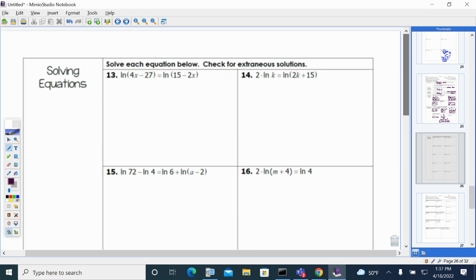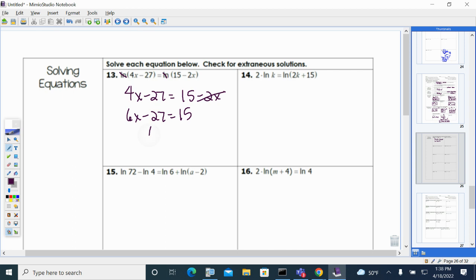So the next section is all about solving our equations, and the strategies that we learned in chapter 12 are going to apply here as well. Solve each equation below, check for extraneous solutions. Number 13 has a log on both sides. So ln is still a log. It's a log with a base of e. And since we have logs on both sides, we're going to use that strategy where we drop those logs and solve the equation that's left. I'm going to add the 2x. So 4x plus 2x is 6x.